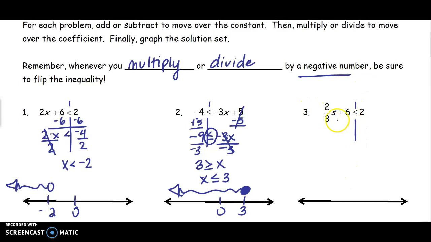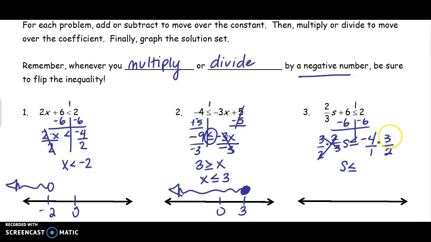In problem number 3, we have 2/3 s plus 6 is less than or equal to 2. We would subtract 6 from both sides. So you have 2/3 s is less than or equal to, again, it's just subtraction, not one of our specials, 2 minus 6, which gives you negative 4. Think back also to yesterday where we had a fraction. To get rid of the fraction, you multiply by the reciprocal. So these cancel. You're left with s is less than or equal to negative 4 times 3.